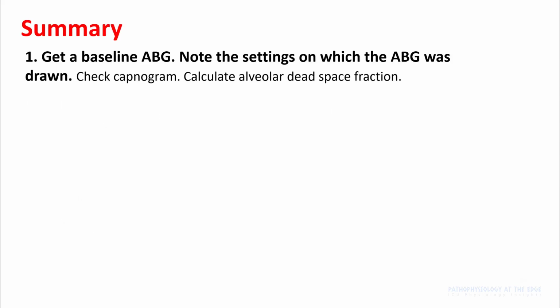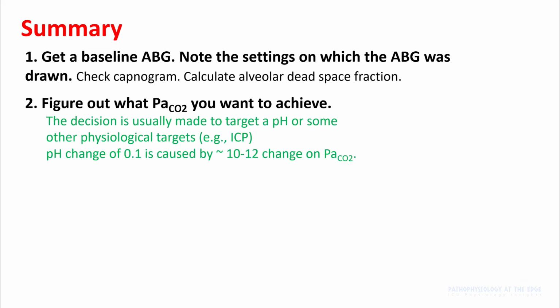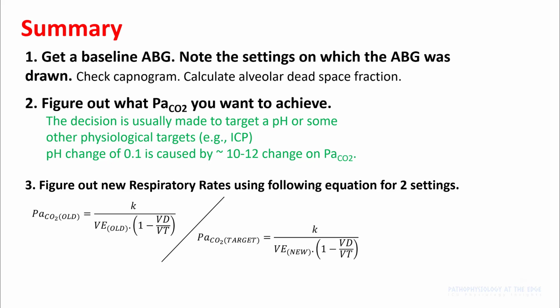In summary, get a baseline blood gas, note the setting on which the ABG was drawn, check your capnogram, and calculate alveolar dead space fraction. Then figure out what PaCO2 you want to achieve, and the decision is usually made to target a certain pH or some other physiological targets, and know that a pH change of 0.1 is caused by a 10 change of PaCO2. And you can figure out your new respiratory rates using the following two settings on the ventilator. And whenever you increase the respiratory rate, keep an eye on air trapping and auto PEEP.